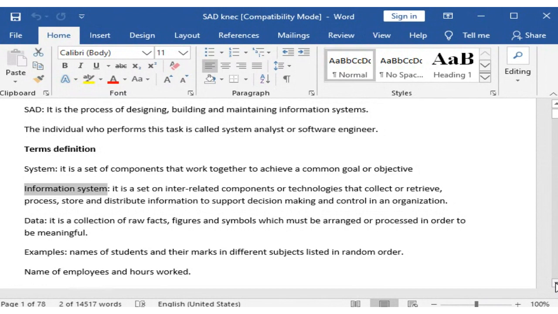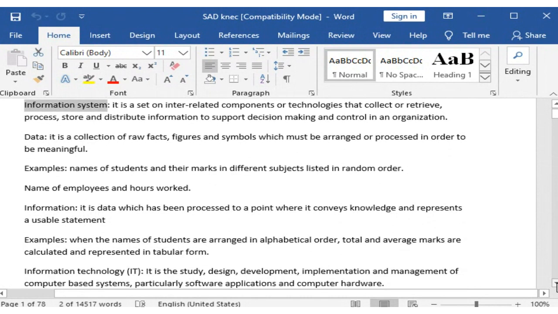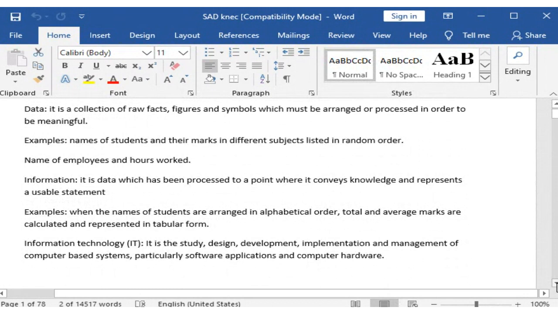Examples of data: we can have names of students and their marks in different subjects listed in a random order, or names of employees. Then we have information. What is information? Information is data which has been processed to a point where it conveys knowledge and represents a usable statement.